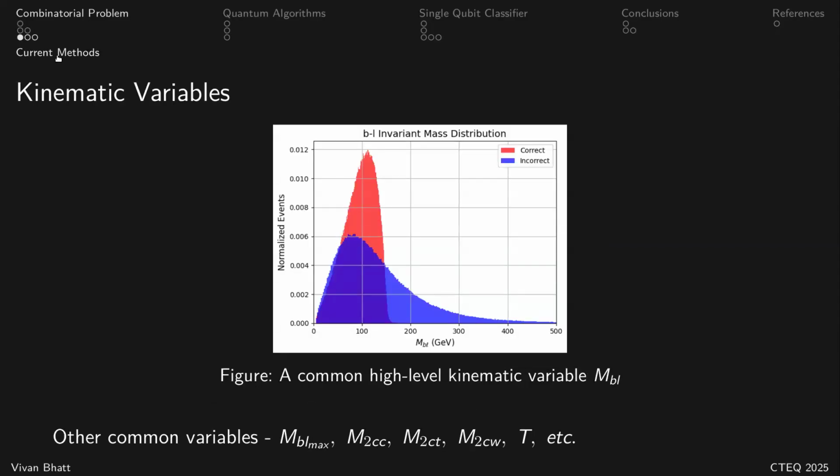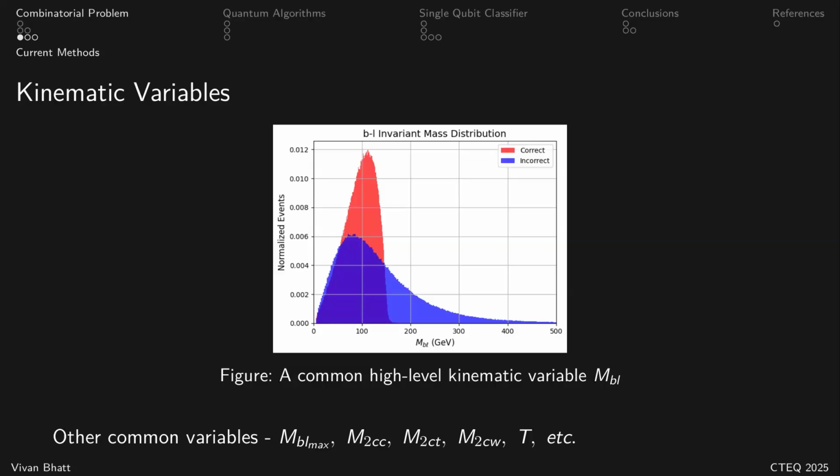Yeah. So this is just the invariant mass for the BL system, where the red one is the distribution for the invariant mass for correct combinations, and the blue one is the incorrect one. So this is one of the many variables that are used. You impose cuts on all of these variables and cut it down quadrant by quadrant to get.